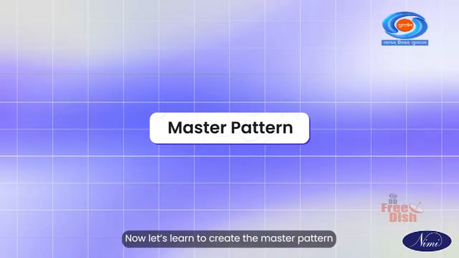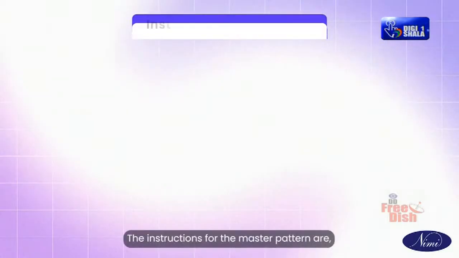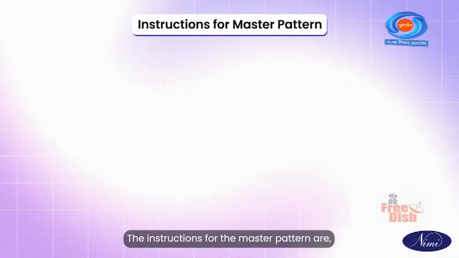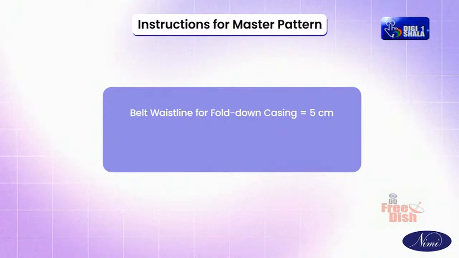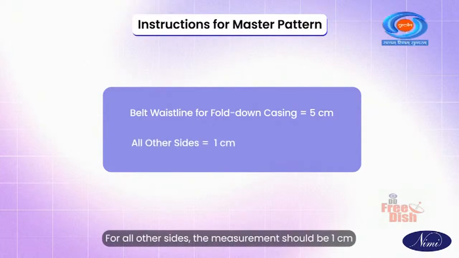Now, let's learn to create the master pattern. The instructions for the master pattern are: the belt waistline for the fold-down casing should measure 5 cm. For all other sides, the measurement should be 1 cm.